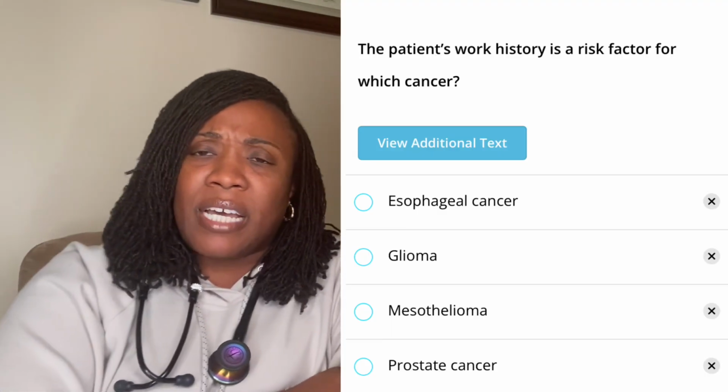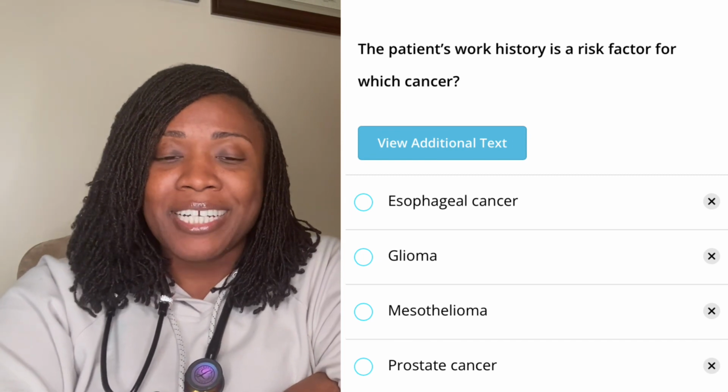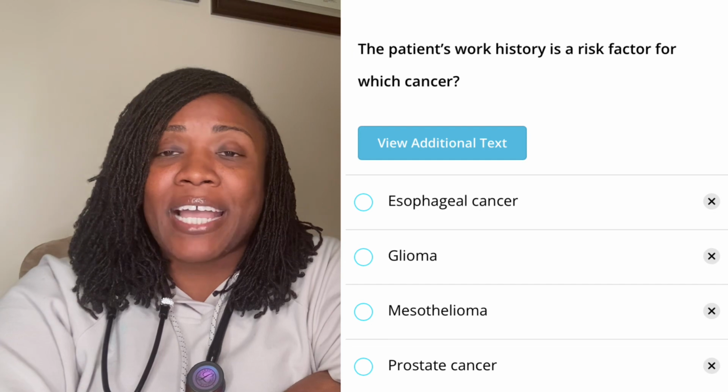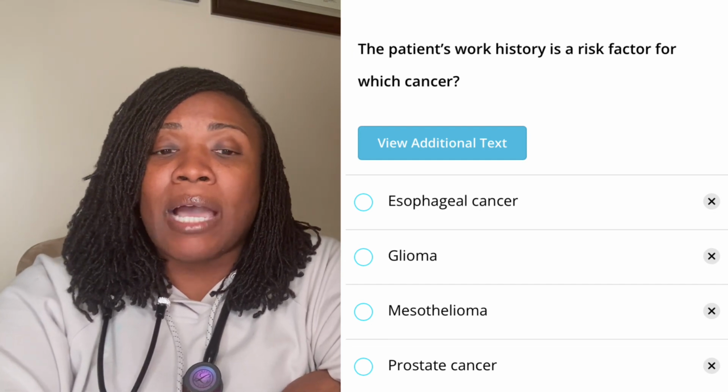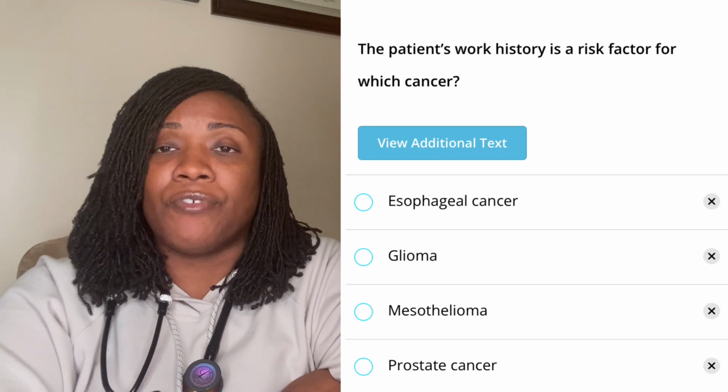This next question is kind of straightforward. It's something that you just pretty much have to know. And the question is, the patient's work history is a risk factor for which cancer? Now, what patient work history is a risk factor for cancer?